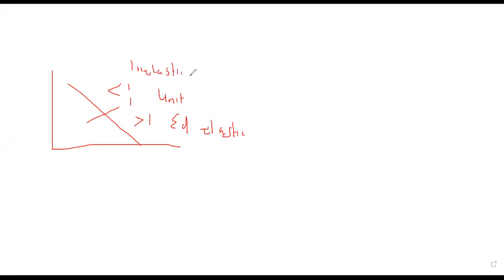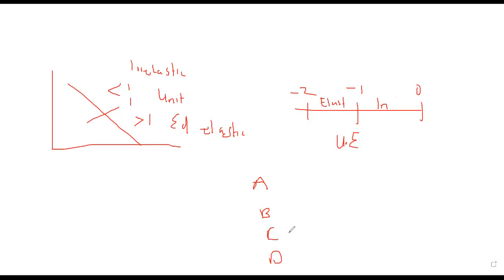So I usually use the literal number line here so that you're able to remember. So here we have 0, we have -1, and we have -2. So between 0 and 1, anything starting with the 0 point something is inelastic. At exactly 1, it is unit elastic. Then below -1, that is elastic. So I need to ask you, between points A, B, C, and D, which one is elastic, which one is unit elastic, and which one is inelastic?